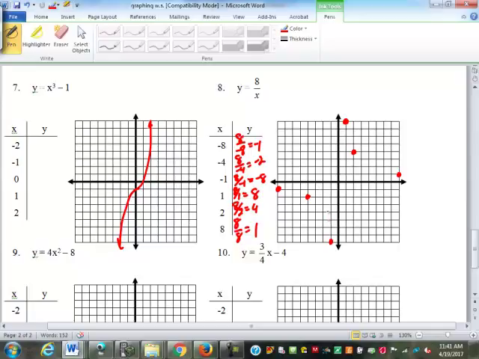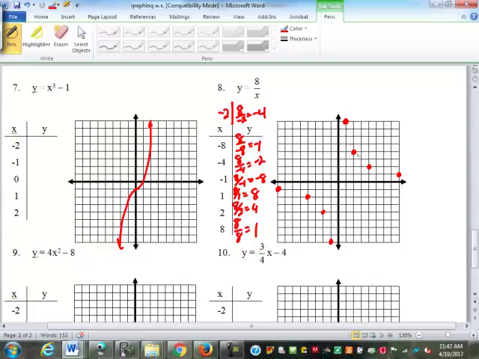Some points I would fill in that aren't on here: if x is negative 2, y is 8 over negative 2, which is negative 4. So negative 2, negative 4 is right there. Or if x is 4, y would be 8 over 4, or 2, so 4, 2 is right there.